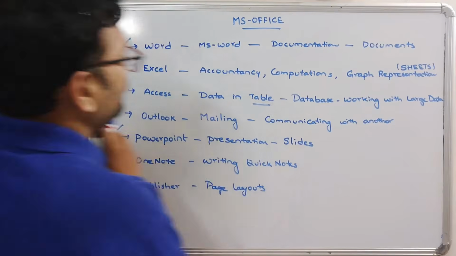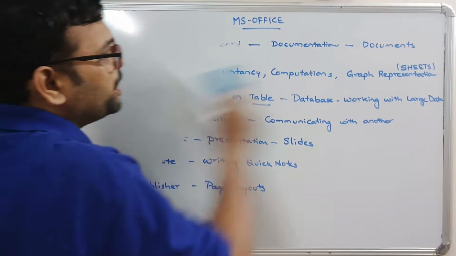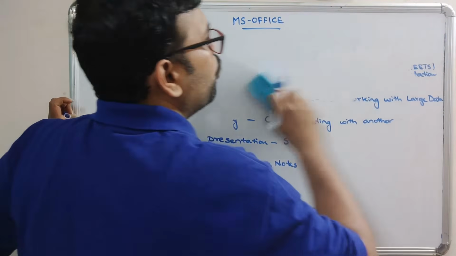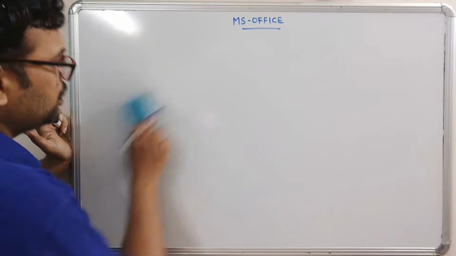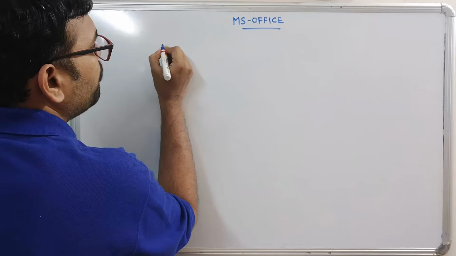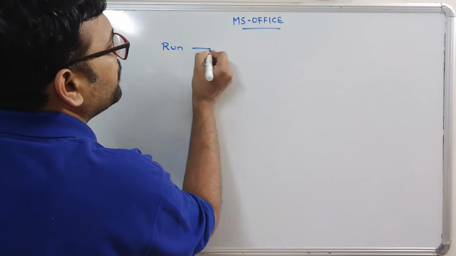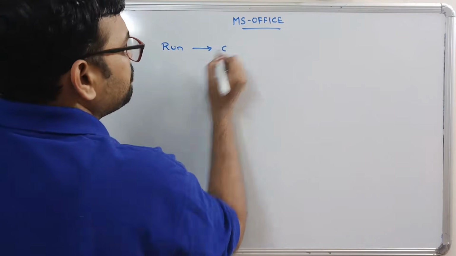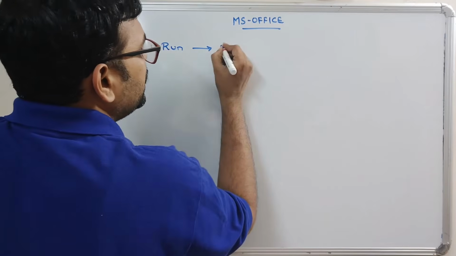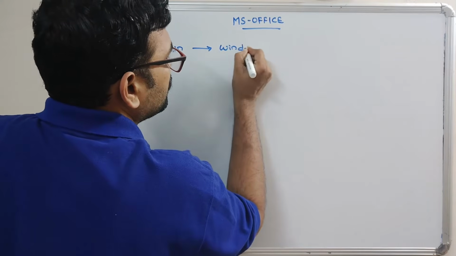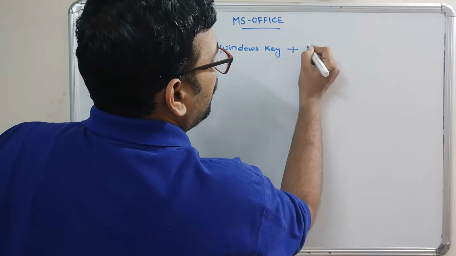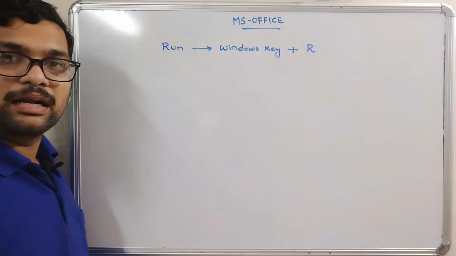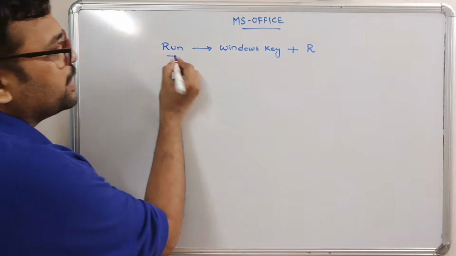By clicking, just open the run command. I will show on the system. So how can we open this run command? Just press the Windows key plus R, alphabet R. Automatically we'll get the run command.